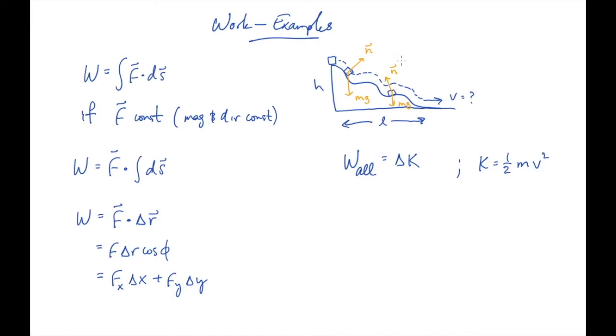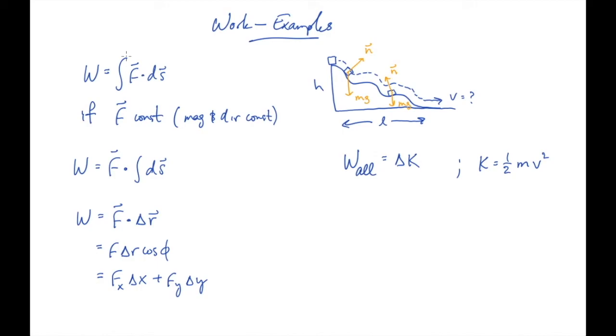The weight vector never changes. It's always straight down. It's constant in magnitude and direction, which means that we can calculate the work done by weight using these expressions over here. Any of these. The normal force is different though. It's changing. It'll be changing in magnitude and direction. So the work done by the normal force, if we had to evaluate it, would have to be evaluated with this expression up here. But it turns out that we're not going to need to do that.